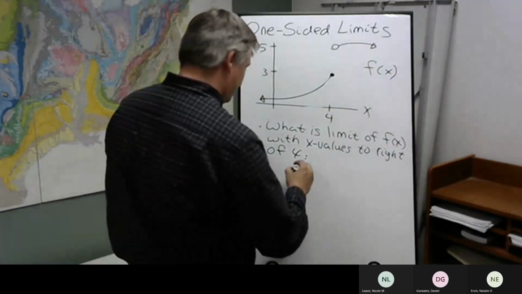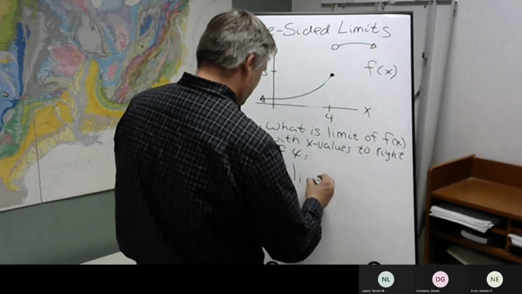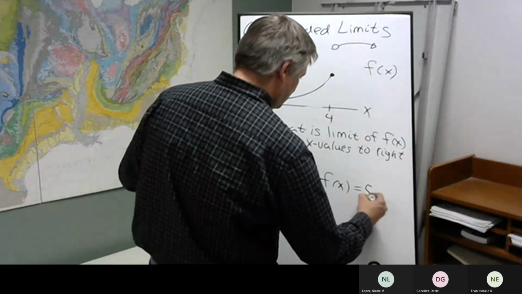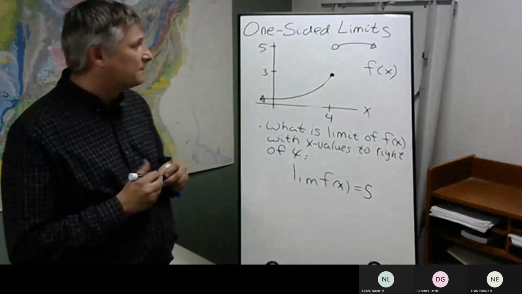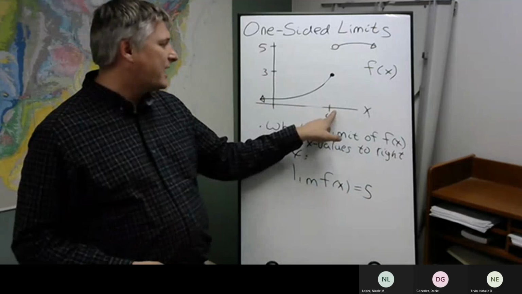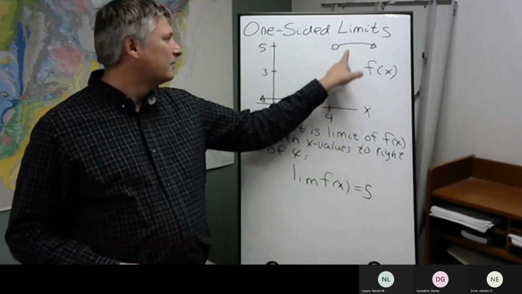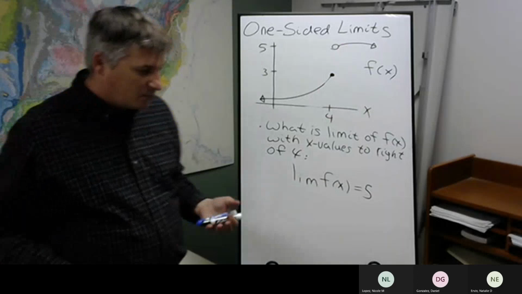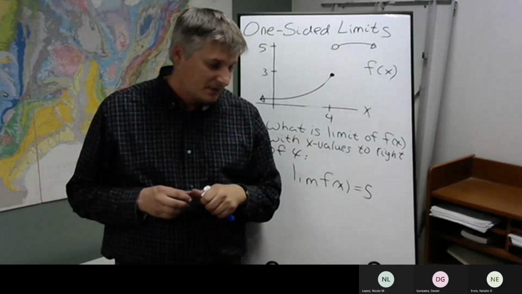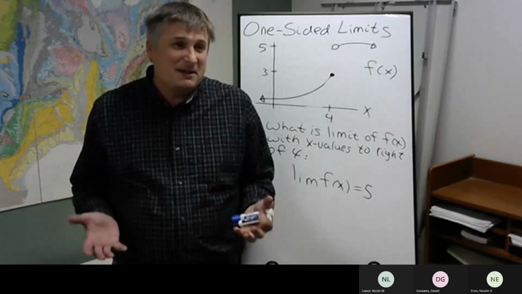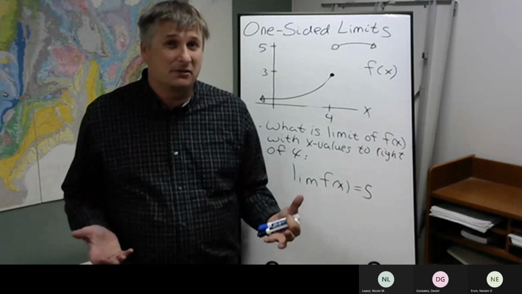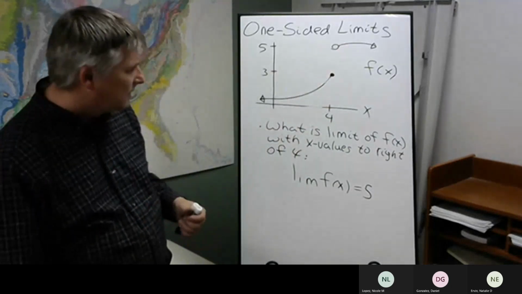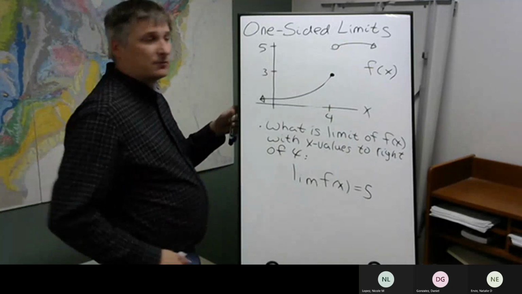Well, in this case, the limit of f of x is going to be 5. If we're only using x values from here, we're going to be over here near 5. So when we take one-sided limits, sometimes they don't equal each other. And that's going to happen when we have this kind of a gap or a jump. So we have a special notation for this.